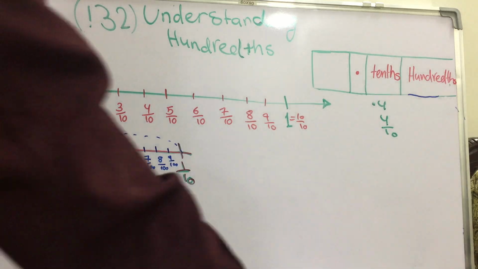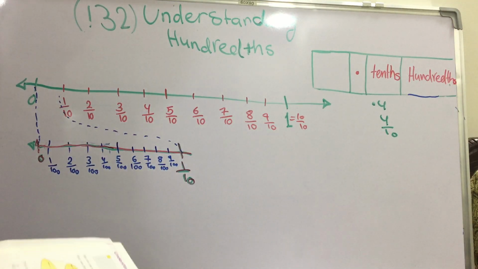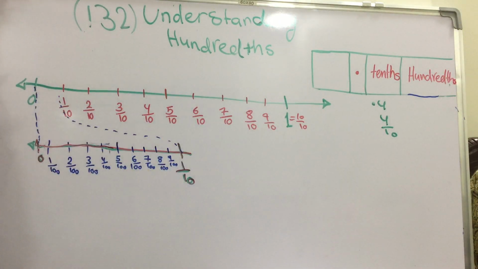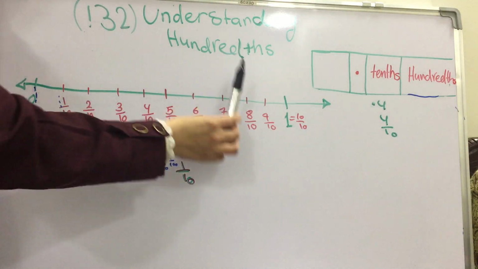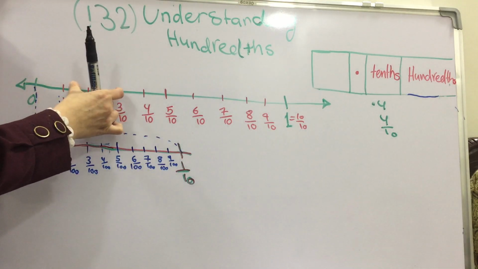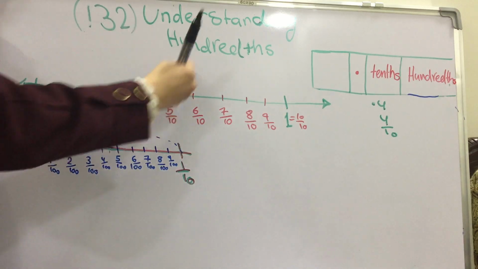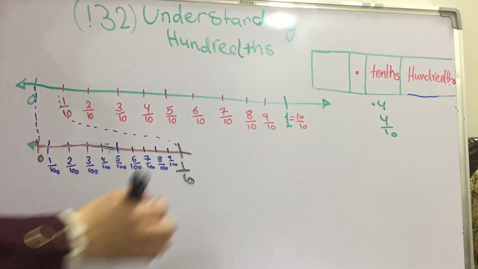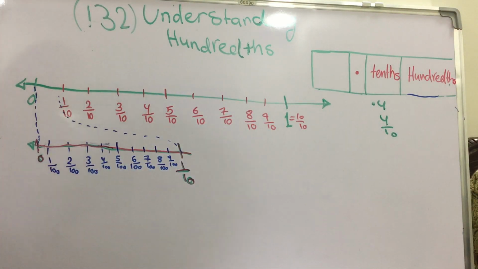In your book, the diagram will show you the meaning of dividing any one whole into 100 equal parts. Like here on the number line, you have from 0 to 1. In the previous class we talked about the tenths. That means we cut this into 10 equal parts, and each part we call 1/10, 2/10, 3/10, 4/10, 5/10, till we reach 9/10. When we reach 10/10, we call it one whole.